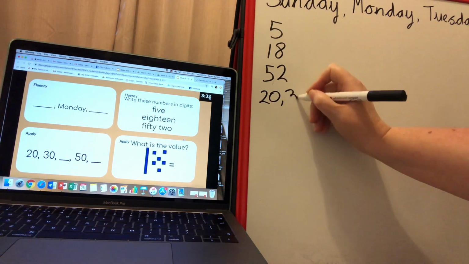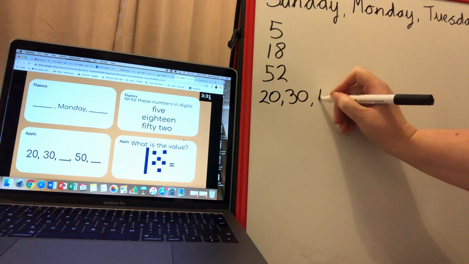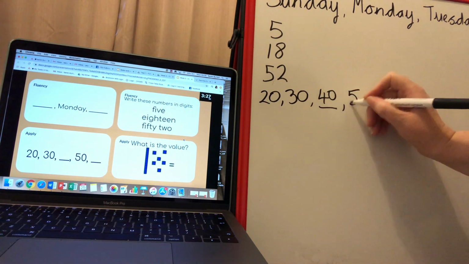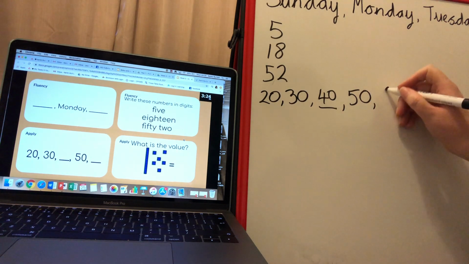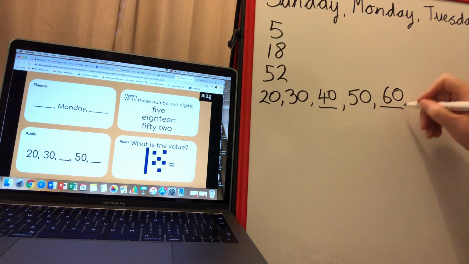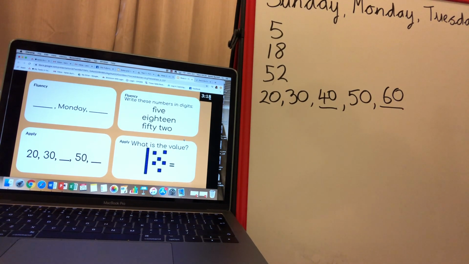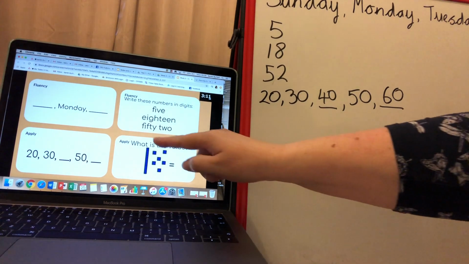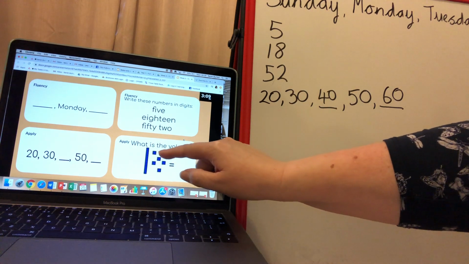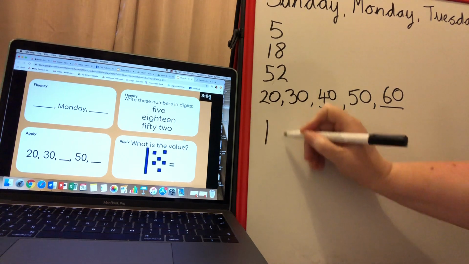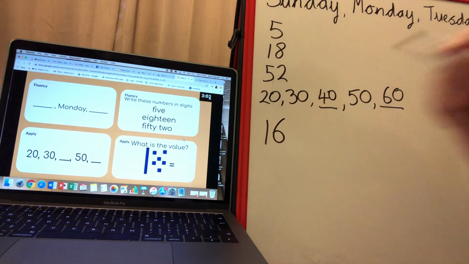20, 30, 40, 50, 60. So the missing numbers were 40 and 60. Okay, the picture of the Deans. If we count the tens rods in tens and then count on the cubes in ones, we've got 10, 11, 12, 13, 14, 15, 16. So 1 ten and 6 ones is 16.